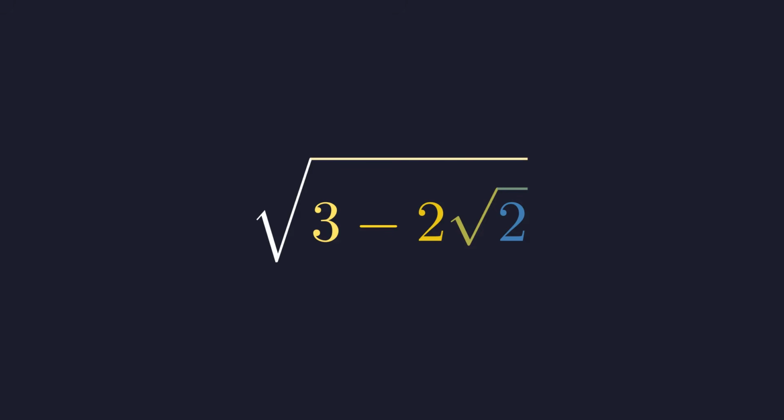Here's a nested radical that looks pretty intimidating. A square root inside another square root. But what if I told you this simplifies into something remarkably clean? By the end of this video, you'll see exactly how this unfolds.